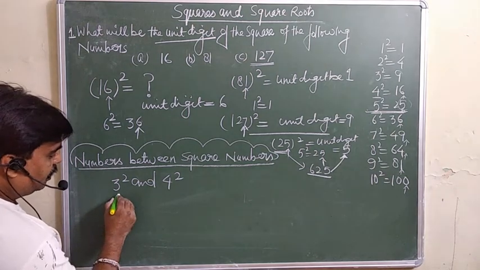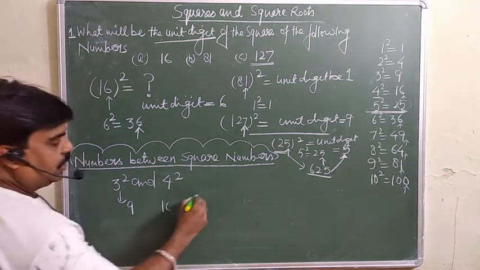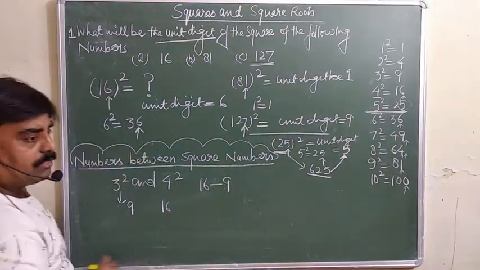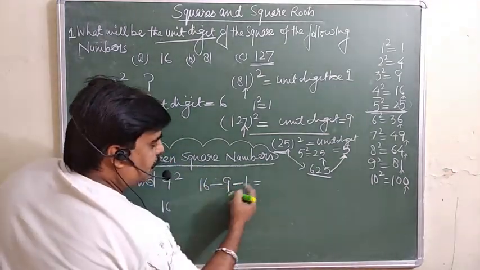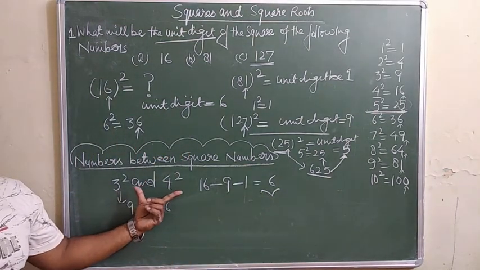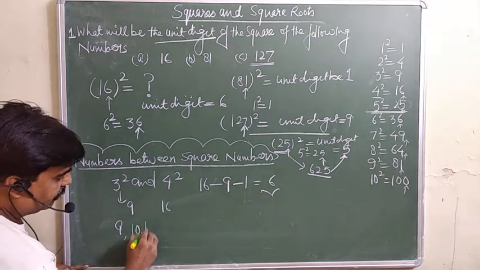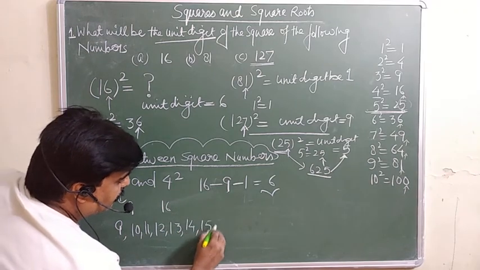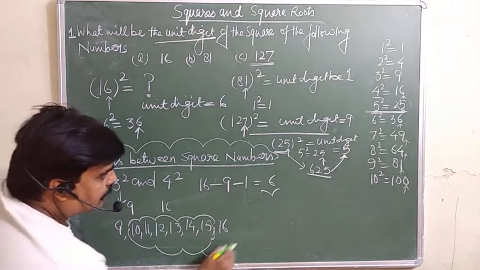So the method is there. You must do the square of this number, 9. Do the square of this, 16. Just take the difference of both the numbers and subtract 1 more. Then you will get 16 minus 10, that is 6. So there will be 6 numbers lying between 3 square and 4 square. You can check: 9 is there, 10, 11, 12, 13, 14, 15 and 16. So between them these 6 numbers are lying.